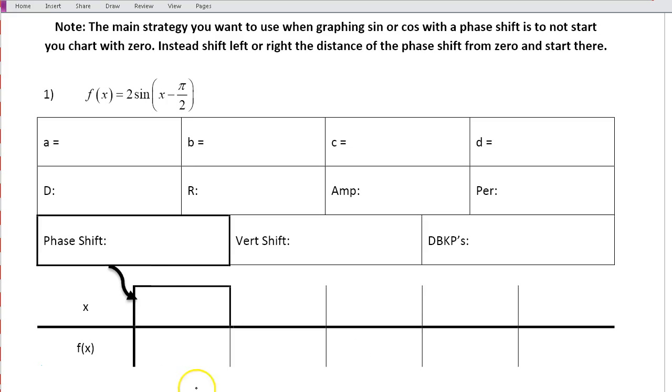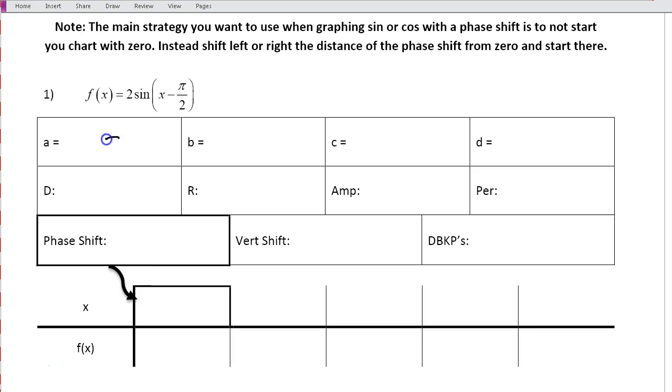And if we start our chart here at 0, we're going to be starting it somewhere in the middle of a period. And we want this first point to be the beginning of a period. So if we use our phase shift value, if we figure out how much we've been shifted to the left or the right, and we use that as our first x value, then that's going to make sure that when we graph our 5 key points, we're going to get one complete period, and then we can just repeat that to get a second period. So let's go ahead and get started with this one.